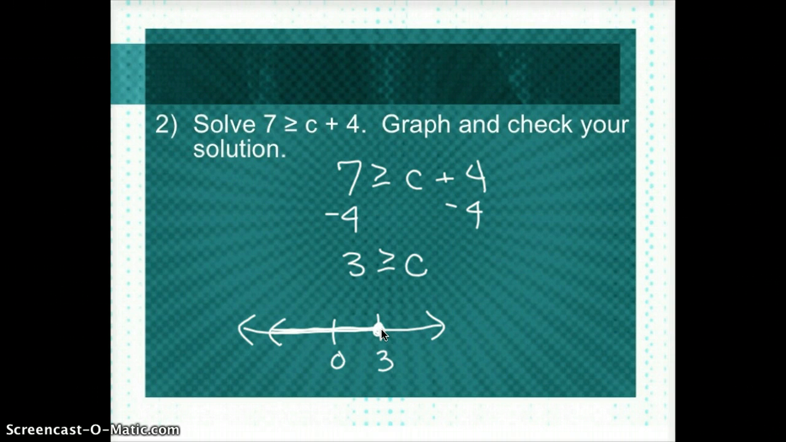And then again, I want to plug in any point that I have shaded. I like 0 because it's easy to work with and it's in my shaded area, so I'm going to try it if C is 0. I want to know, is 7 really greater than or equal to 0 plus 4? 7 is greater than or equal to 4, so again, it seems like I probably did it right.